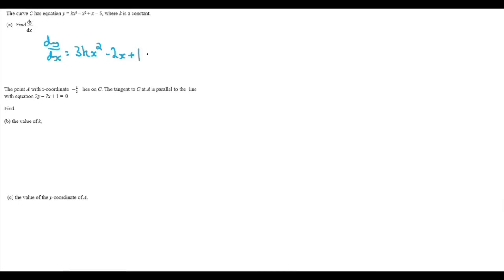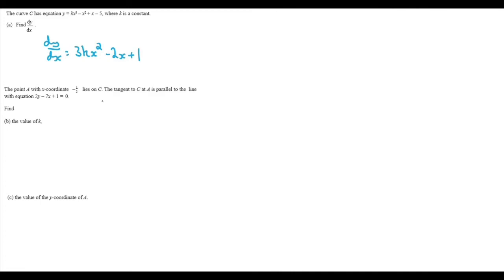Well, now that we have that, the point A with x coordinate of minus a half lies on C. The tangent to C at A is parallel to the line with equation 2y minus 7x plus 1 equals 0. From this, we are to find the value of k.